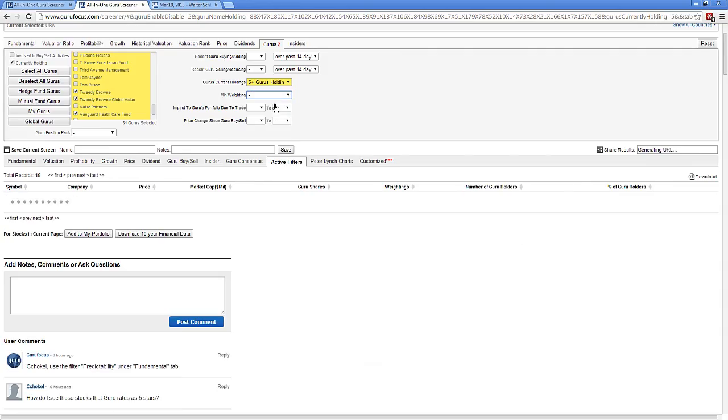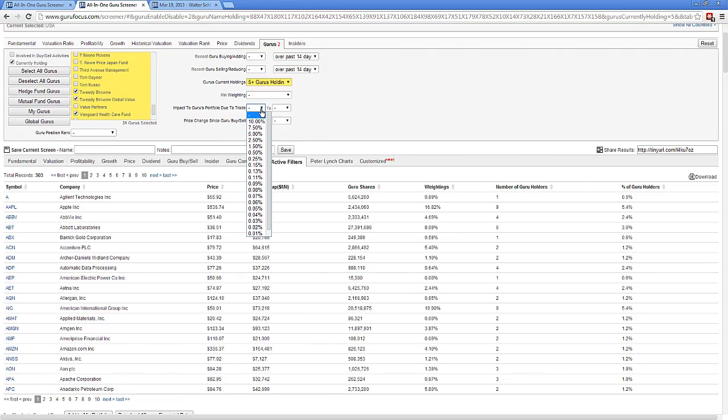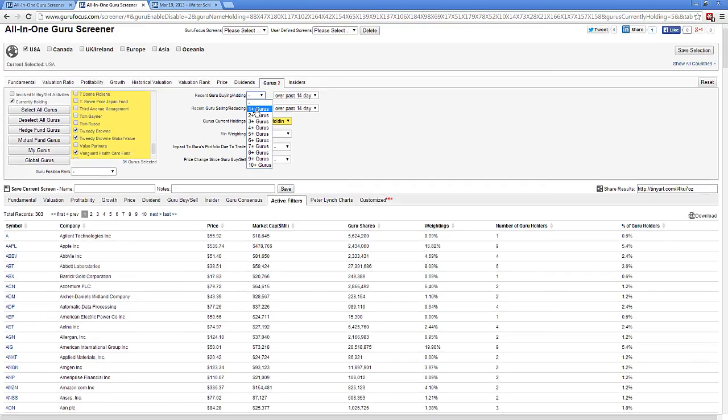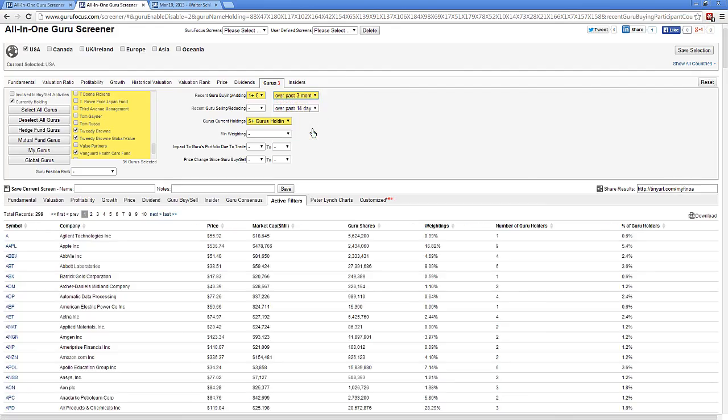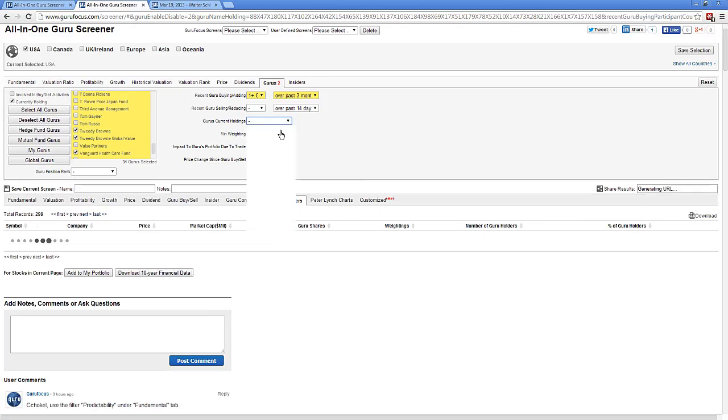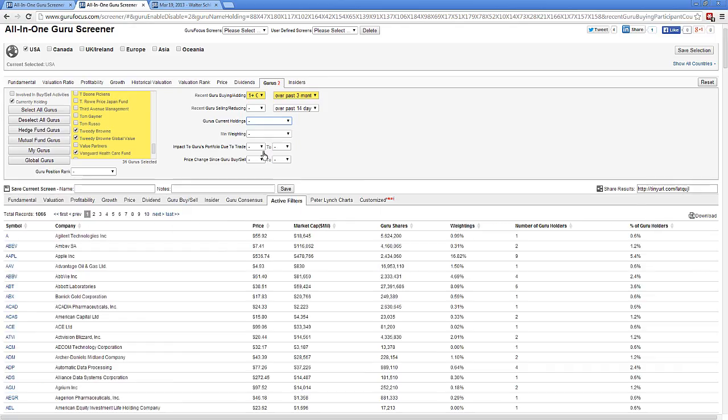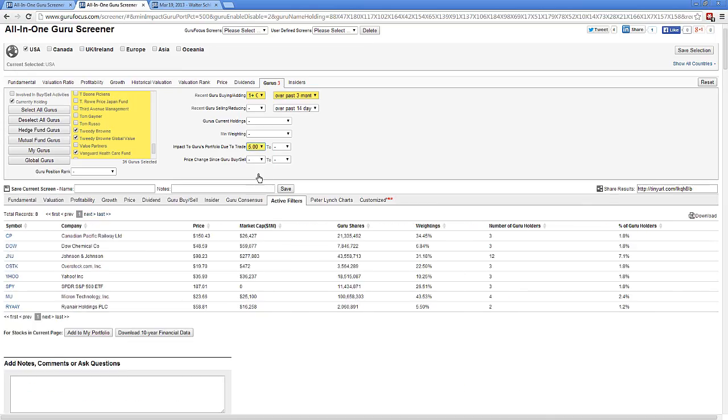And then you can also select by how much you bought recently. If you want to find something your guys have bought, let's say in the last 3 months, and we don't even need to filter by Guru's holding. Let's say we want to make sure it's a new position, they just bought a big chunk. So impact of the Guru's portfolio due to the trade. Let's say this took up at least 5% of their portfolio. They just took a big position in this in the last 3 months, and we're quickly seeing what those are.